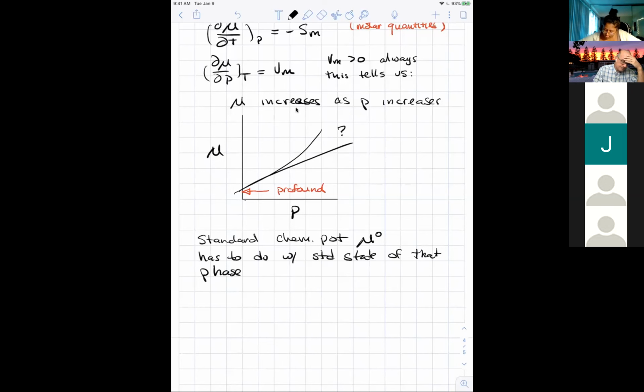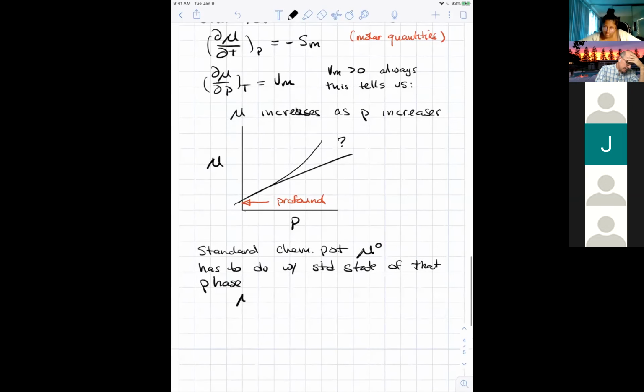And this again is going to be at our standard pressure always, but the temperature could be anything, right? So the standard chemical potential is still a function of temperature, but the temperature dependence in general is straightforward or something we can figure out.